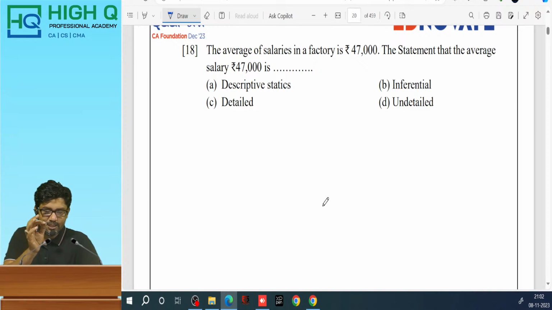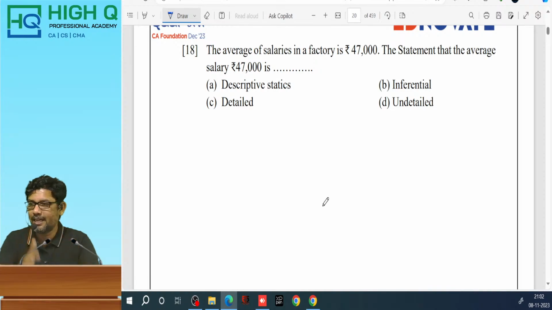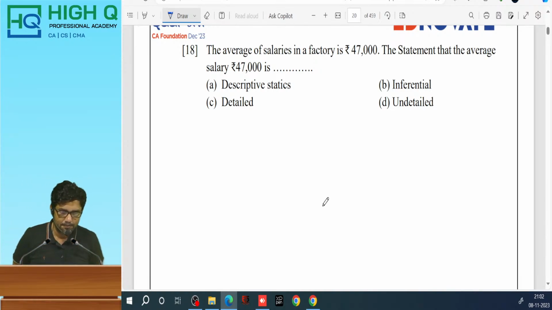The average of salaries in a factory is 47,000 rupees. The statement that the average salary is 47,000 rupees is, my dear, the people who understand the concept can give the answer. Why inferential?